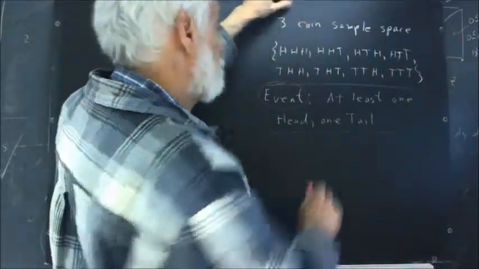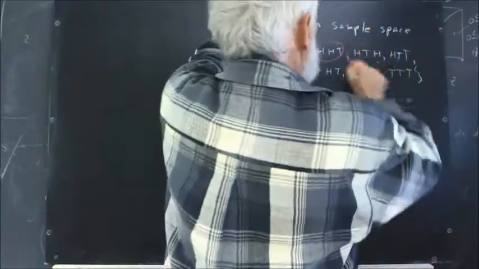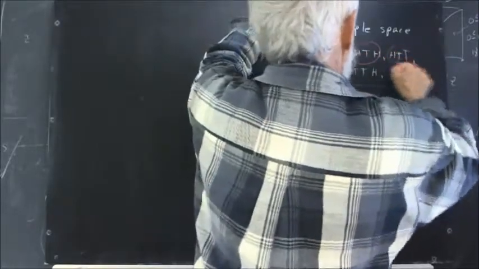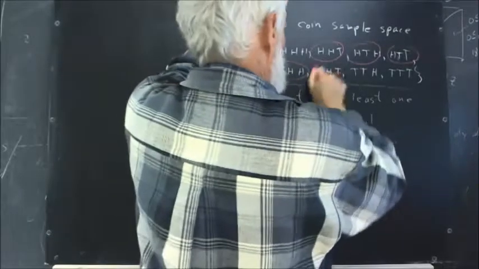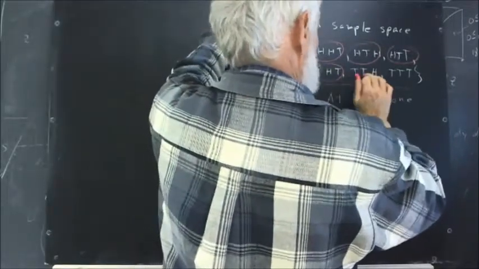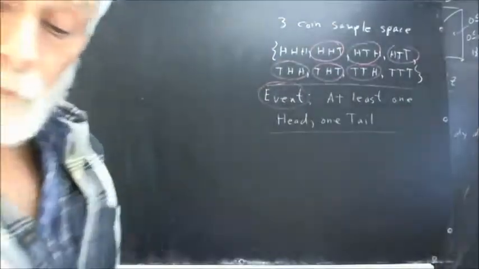Okay, well this one wouldn't, because all 3 of these are heads. This one would, because you have a head and a tail. So we've got a head and a tail here. We've got a head and a tail here. We got a tail and a head here. Tail and a head here. Tail and a head at the end here. Not this one.